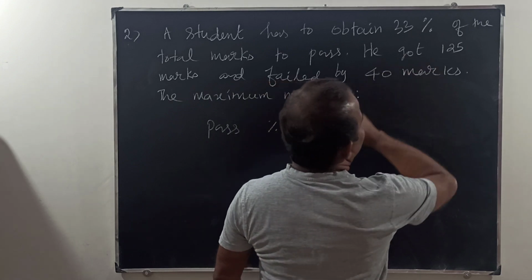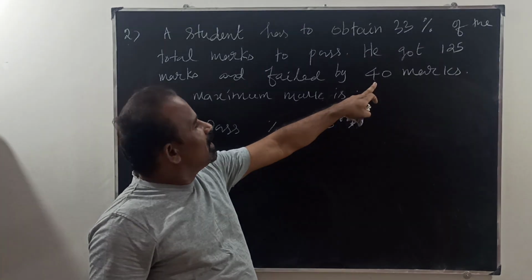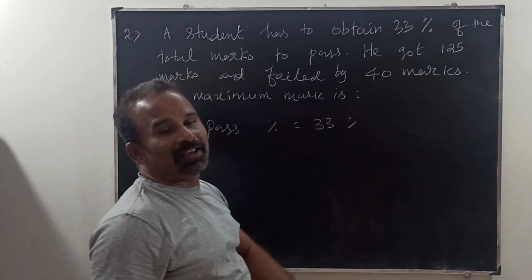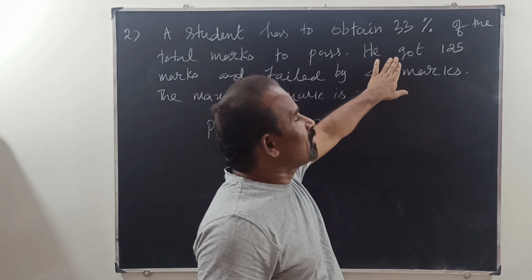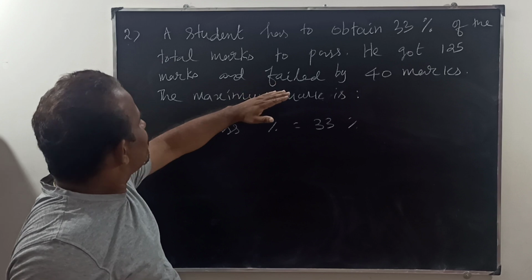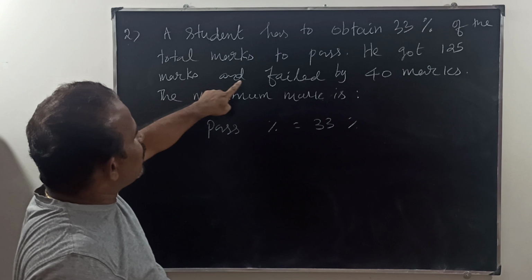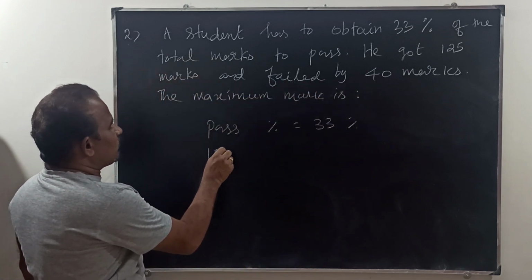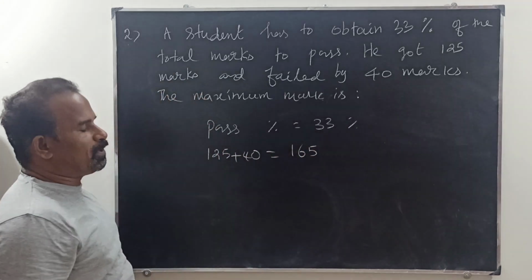Suppose he has got 125 marks and failed by 40. If he has got 165, he has definitely passed. So a student has got 125 marks and failed by 40. Therefore, the pass mark is 125 plus 40, which is equal to 165.